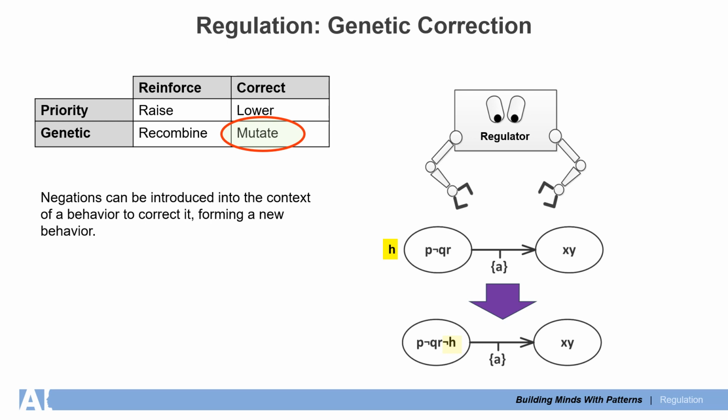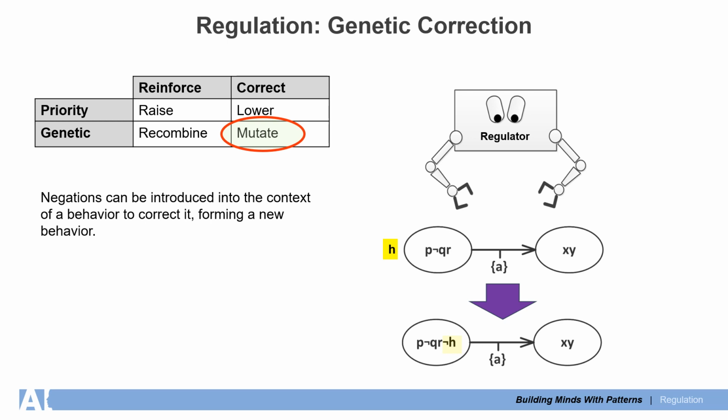Negations can be introduced into the context of a behavior to correct it. For example, if an element H exists in the situation at the time before the behavior failed, then the element not H can be introduced into the behavior preconditions as a corrective regulation. For example, if a person falls and injures herself while running with scissors, she will learn not to run with scissors. Thus, the negation is introduced into the running action for the situations where scissors are involved.